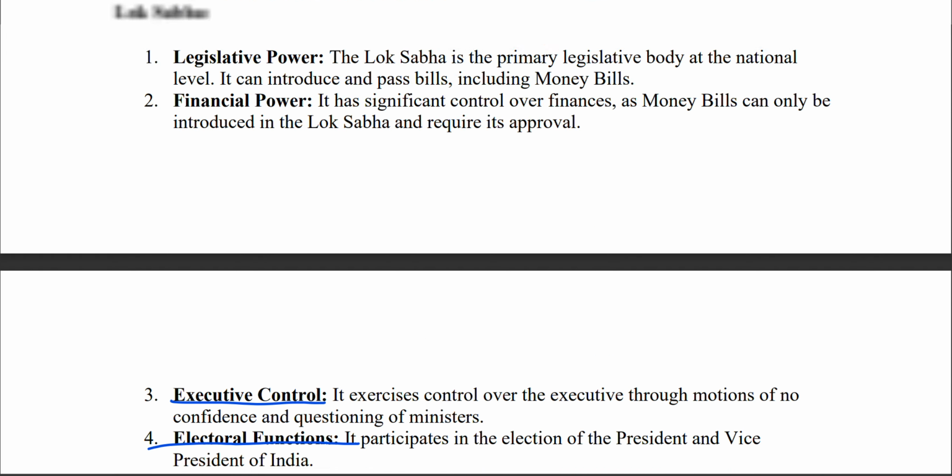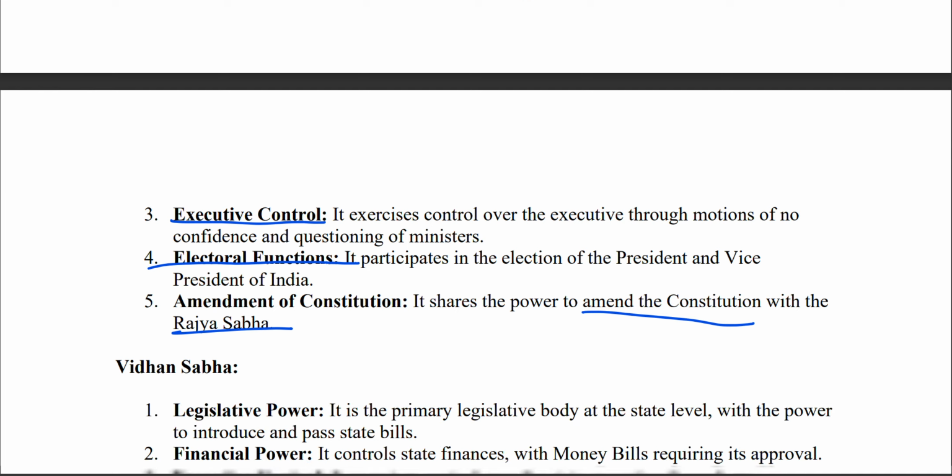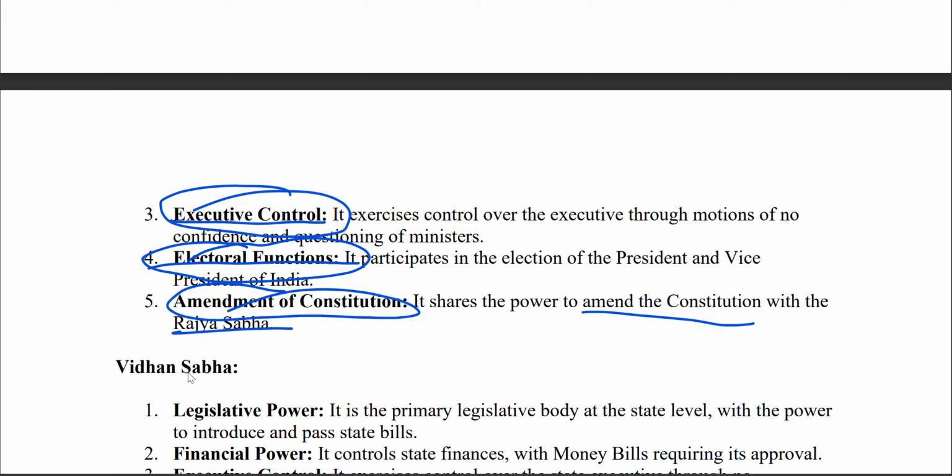Now what are all the powers? Legislative powers, financial powers with respect to the money bills. Then they have the executive powers, control over the Council of Ministers. Electoral functions is participation in the election of the president and vice president. Amendment to the constitution is it shares the power to amend the constitution with the Rajya Sabha.